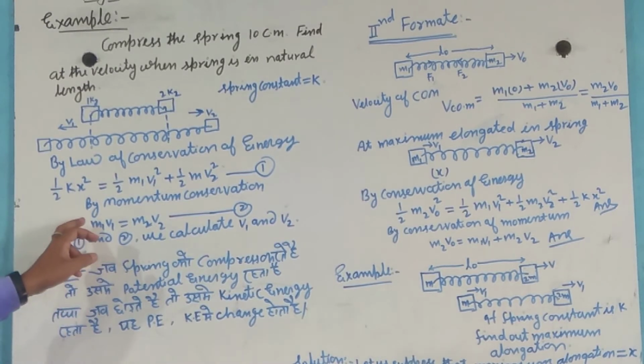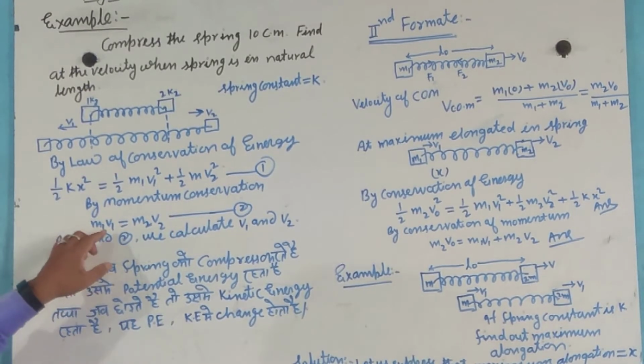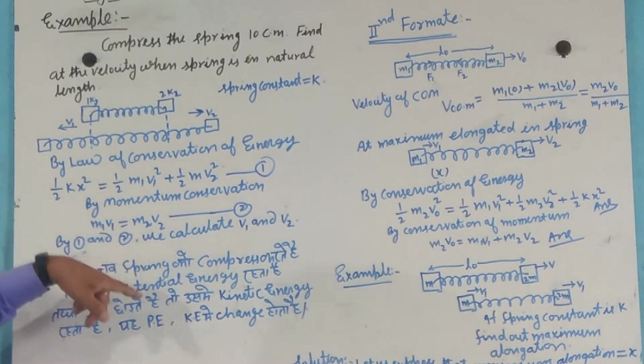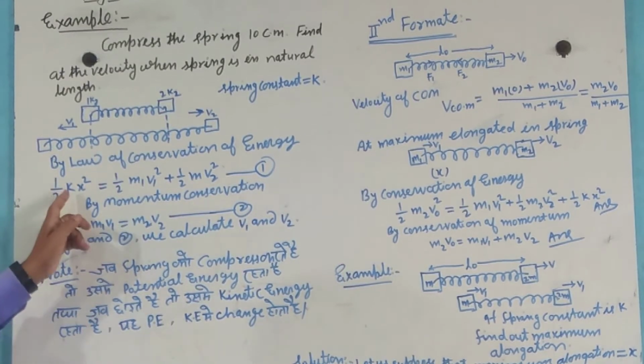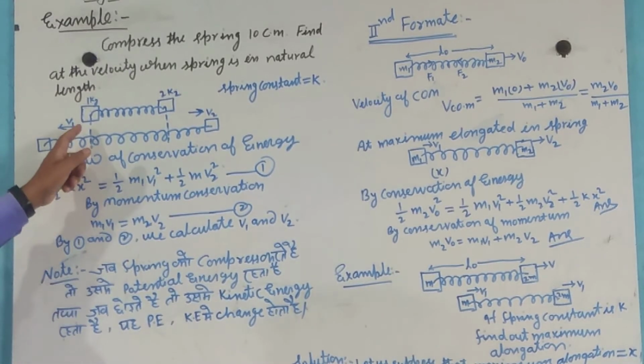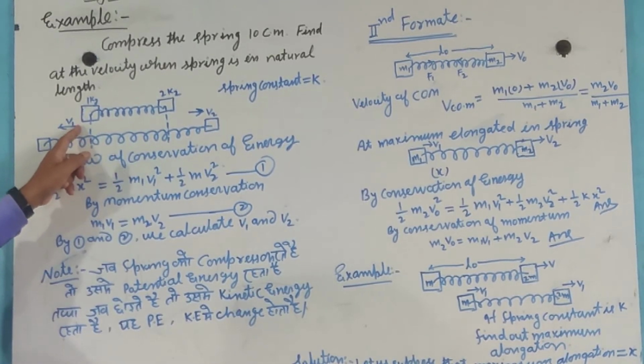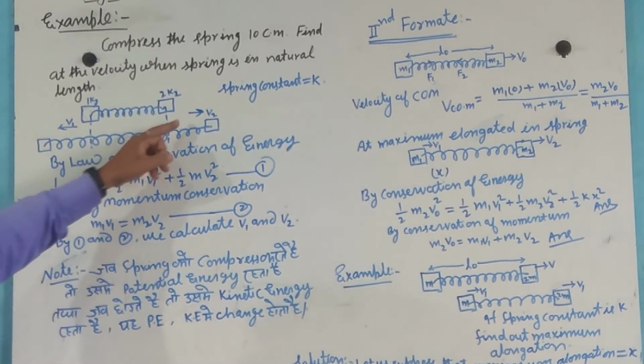Now by equations 1 and 2 we calculate v1 and v2, because in this case we put m1 equal to 1 kg, m2 equal to 2 kg, and the spring constant k, and we calculate the velocity of the 1 kg and 2 kg blocks, where this is the velocity v1 and this is v2.